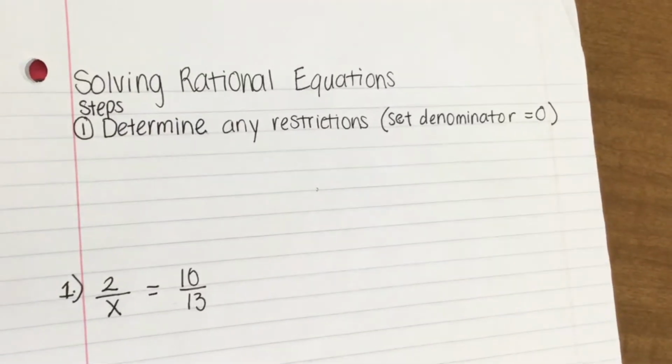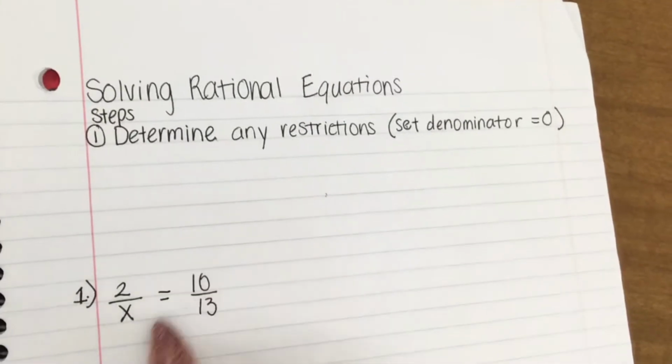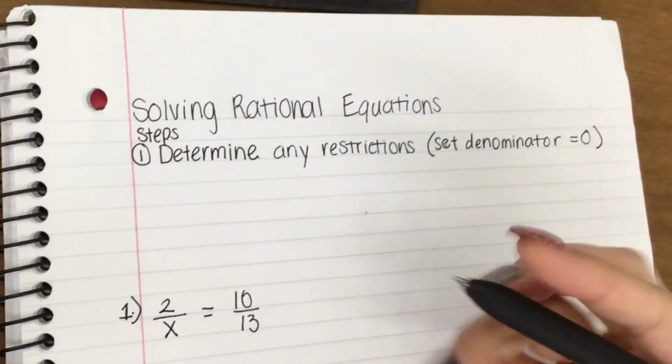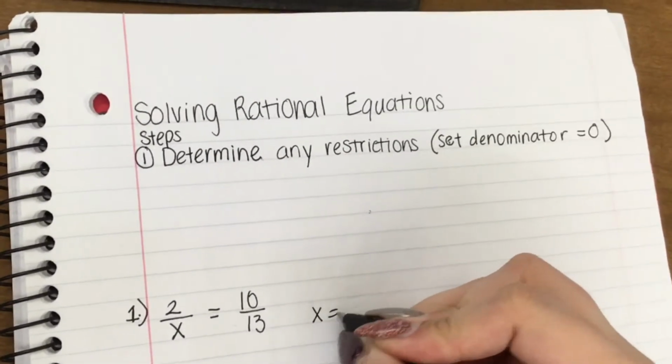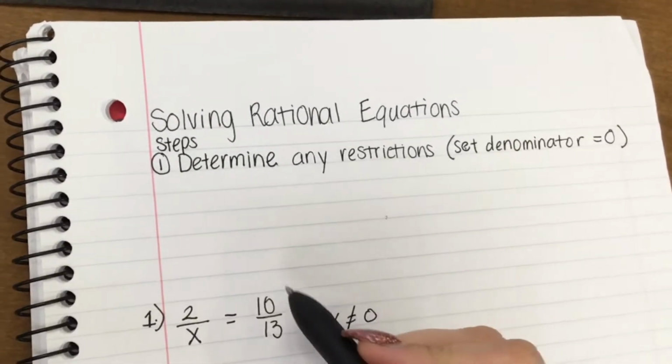Today we are going to be working on solving rational equations. So solving rational equations, we're going to start by looking at the denominator. Any restrictions that you might have come from having variables in the denominator. Since the only variable that we have here in the denominator is x, x is not allowed to equal 0.